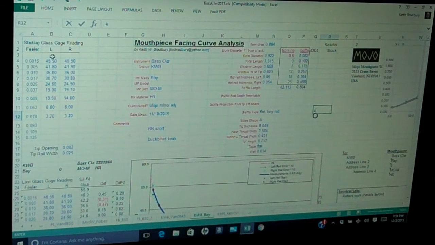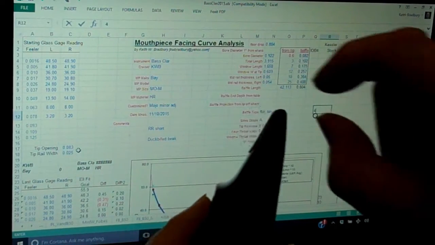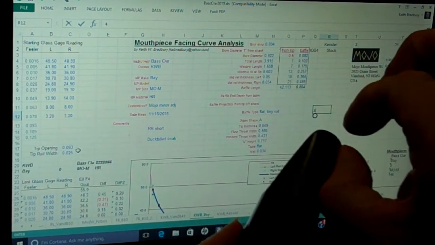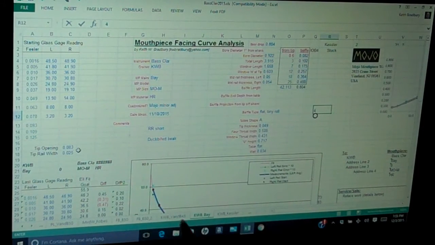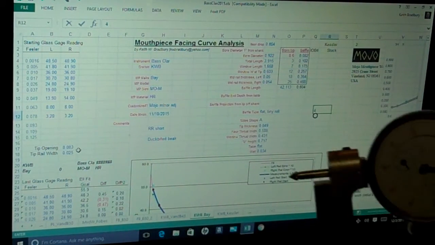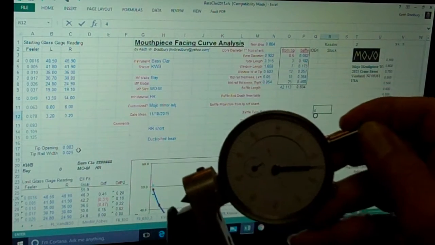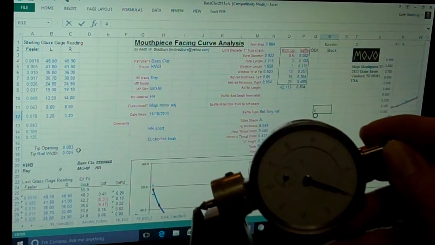But anyhow, after I get all these put down, I measure the tip opening, and I also measure the thickness of the tip rail. Tip opening I can measure with either a dial gauge that I have here, or I also use a machinist depth gauge.